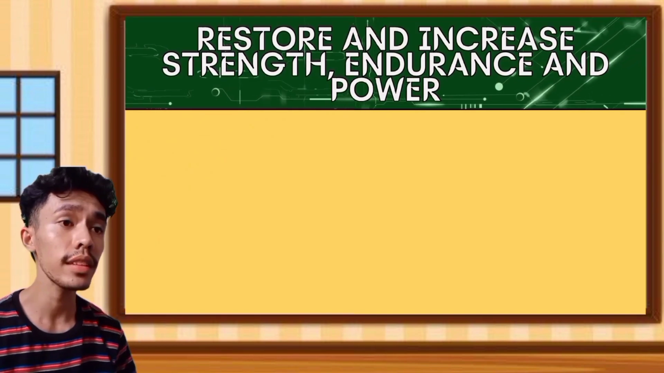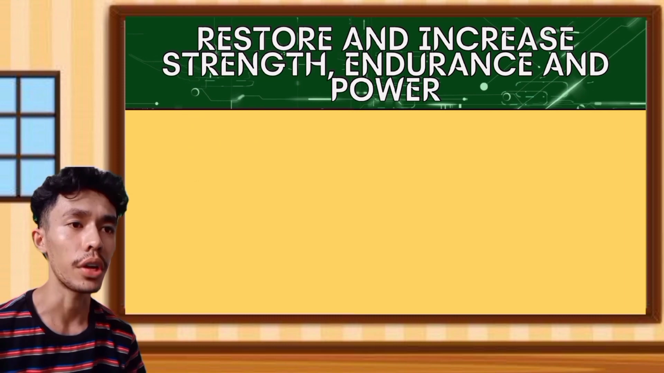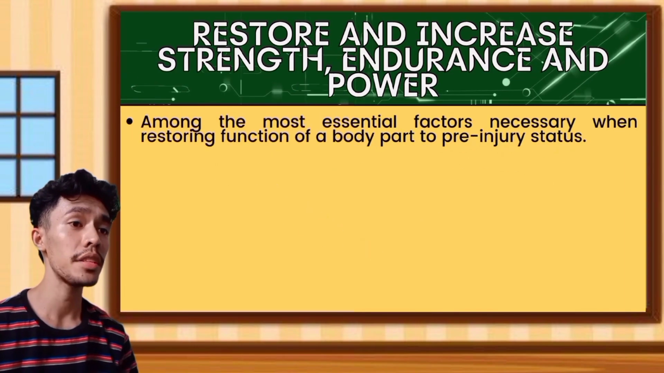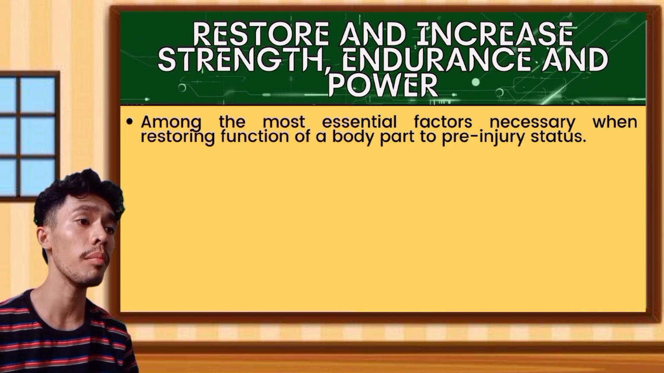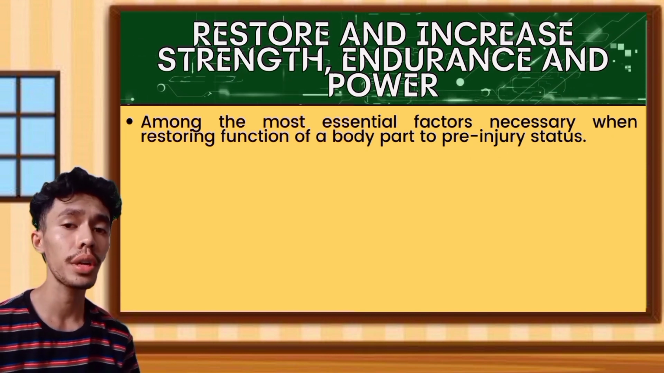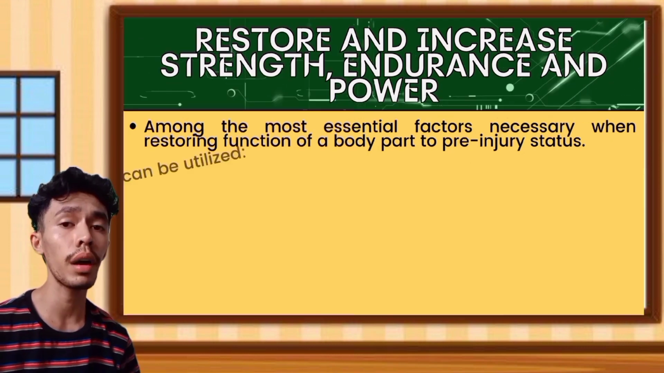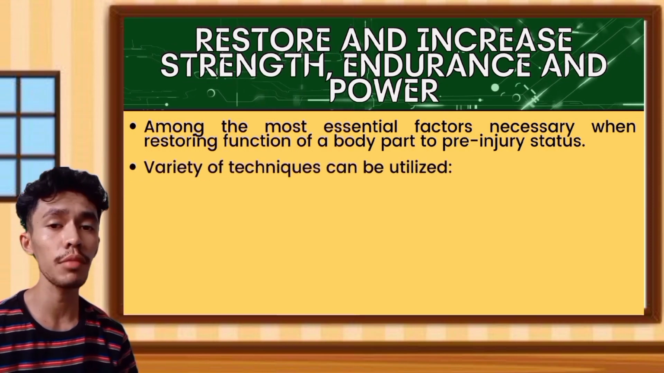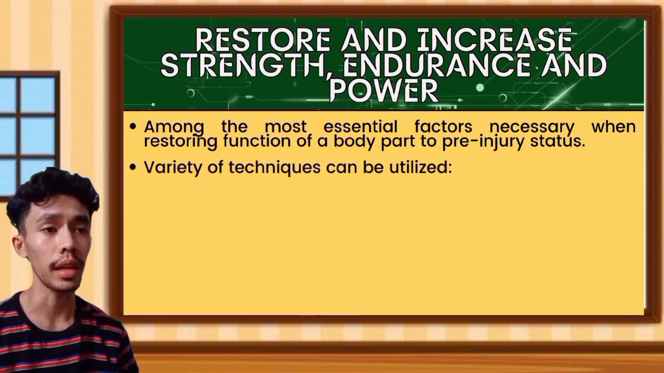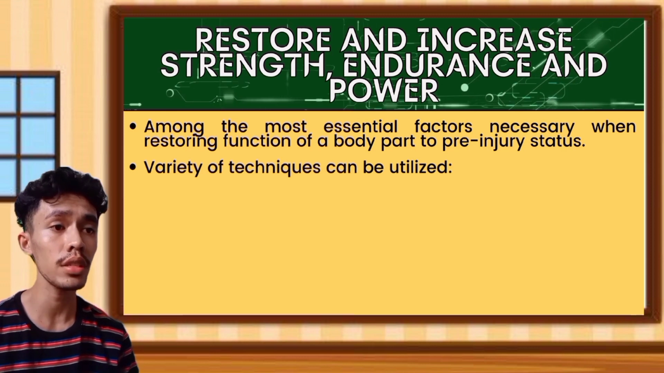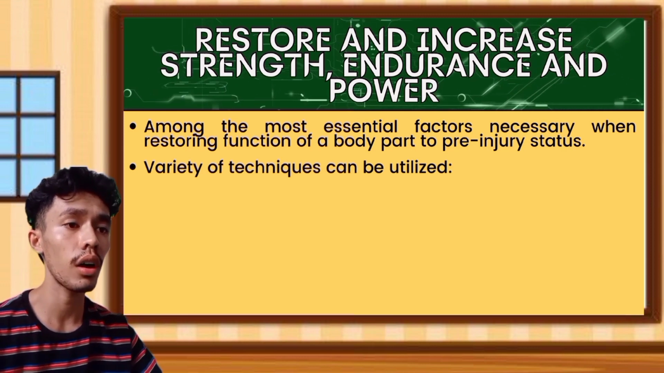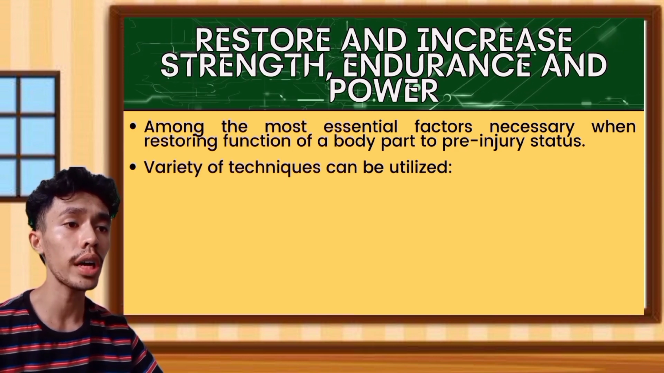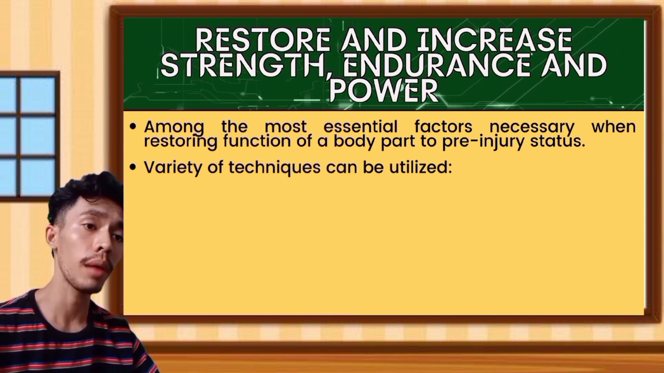Restoring muscular strength, endurance, and power. Among the most essential factors necessary when restoring function of a body part to pre-injury status. These are the variety of techniques that can be utilized: isometric, progressive resistance, isokinetic, and plyometrics. Emphasize work through a full ROM.